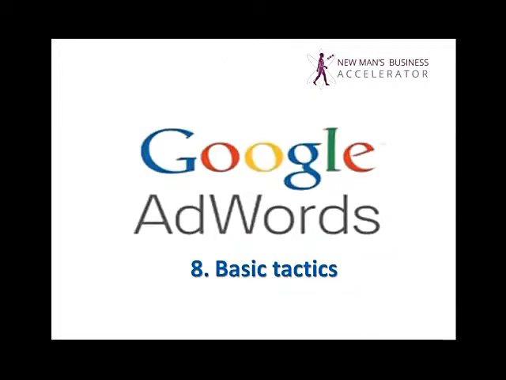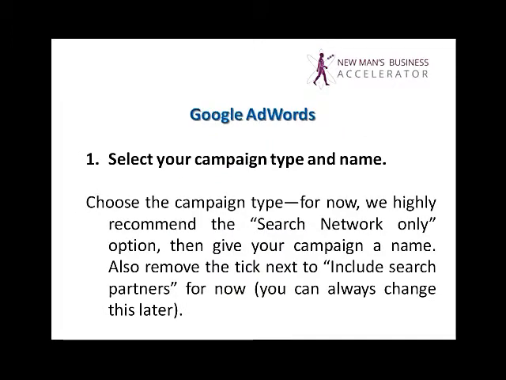Okay, from now we move to Google AdWords. I will show you the basic tactics. This will be a little bit boring, but we have to do it. So the first tactic is to select your campaign name, and I recommend going to search network only, and removing the option to include the search partners, because if you leave it as it is, it will spend your budget very fast on the partner networks, because partners are adding all the keywords possible, so they will take you to the website of some kind of club or, I don't know, cooking portal or whatever, because they are using all the keywords.